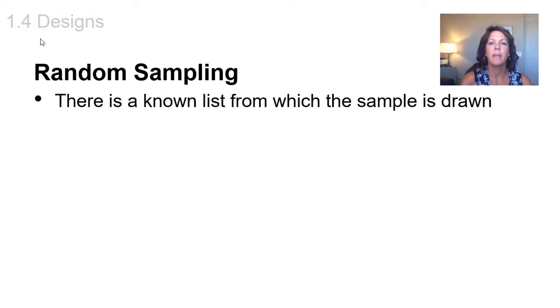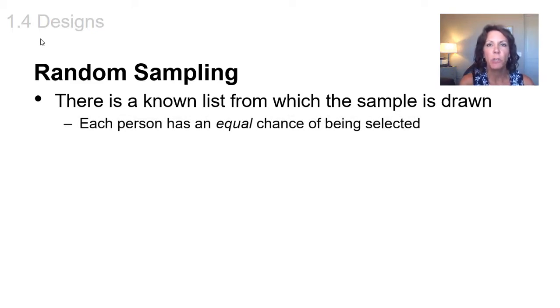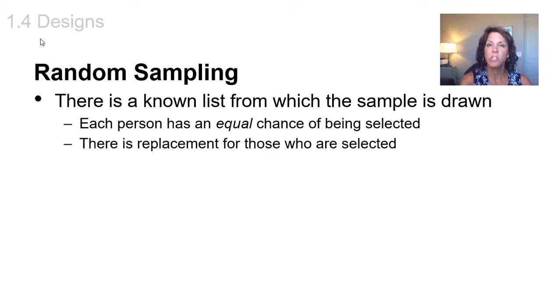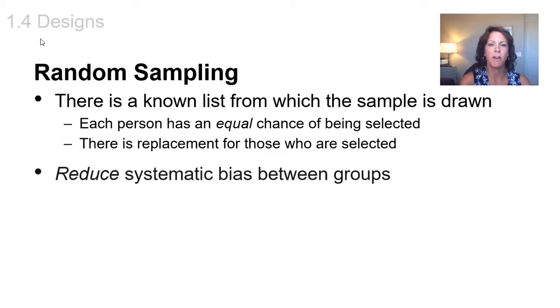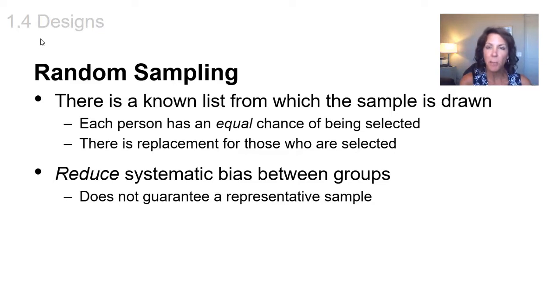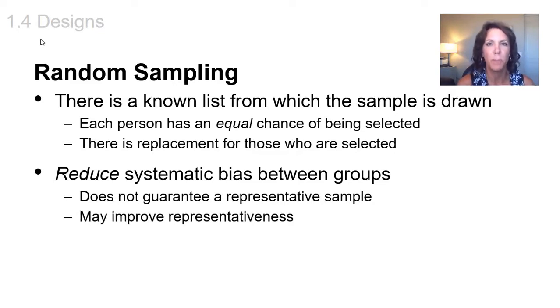Random sampling is a very important key to this whole puzzle. We only can accomplish random sampling when there's a known list from which the sample is drawn, and each person in the population has an equal chance of being selected for the study. In addition, there's replacement for those who are selected, and this is something we'll talk about more as the semester goes on. Random sampling helps us to reduce the systematic bias between groups. It doesn't guarantee a representative sample, but it may improve representativeness. So it's one good effort towards having a representative sample.